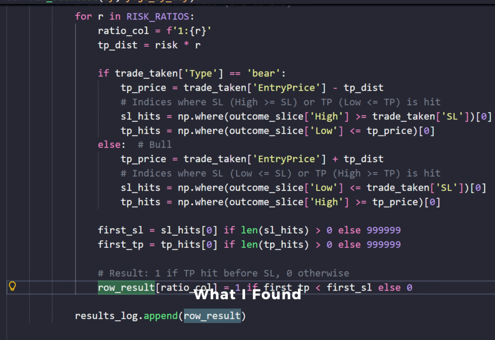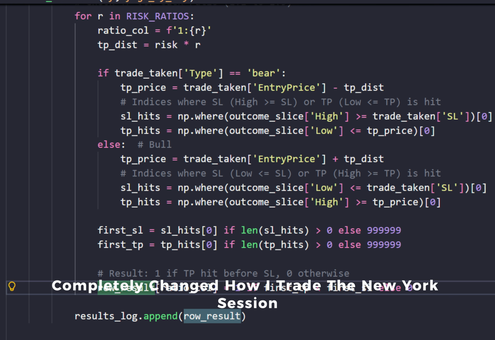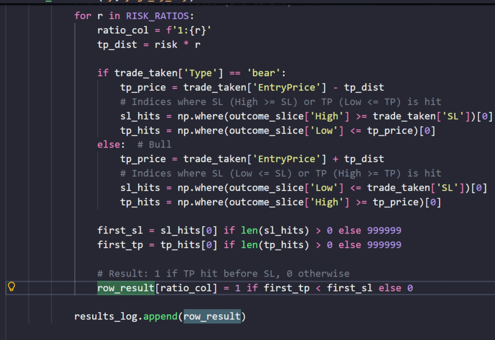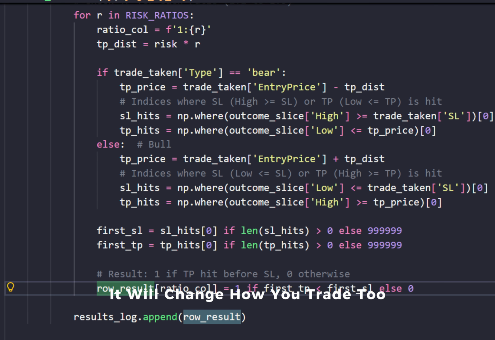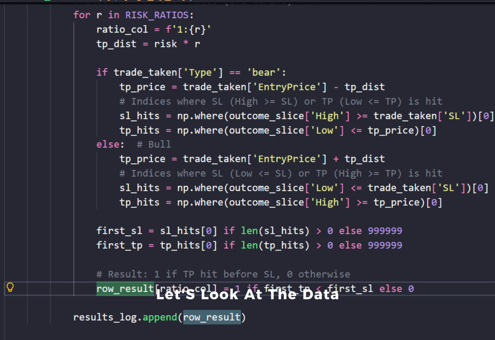What I found completely changed how I trade the New York session. And if you watch this video to the end, it will change how you trade too. Let's look at the data.